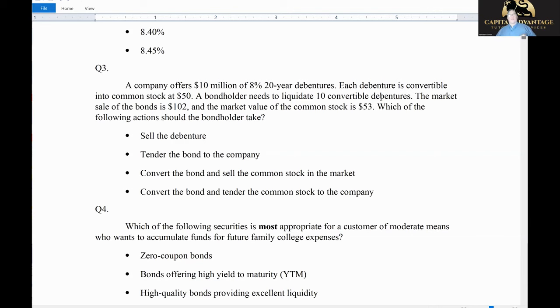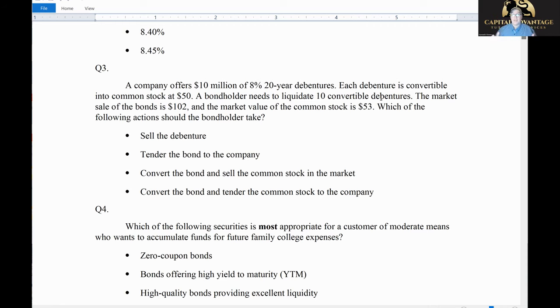So here, let's read number 3. A company offers $10 million of 8% 20-year debentures. Each debenture is convertible to common at $50. The bondholder needs to liquidate 10 convertible debentures. The market sale of the bonds is 102 and the market value of the common is 53. Which of the following actions should the bondholder take?